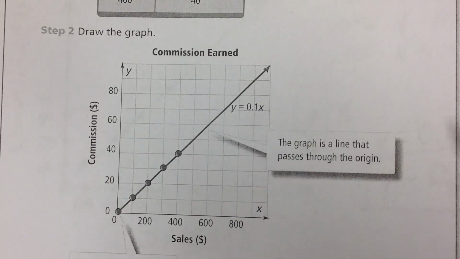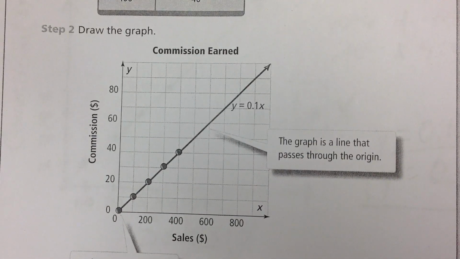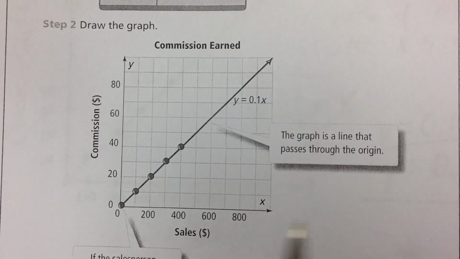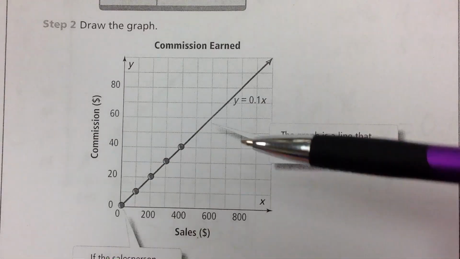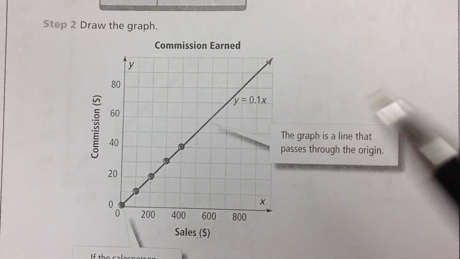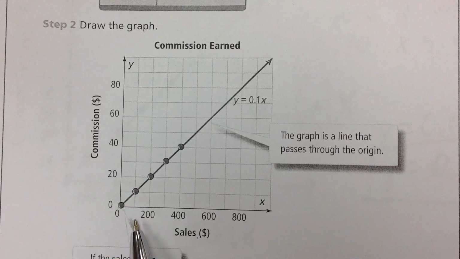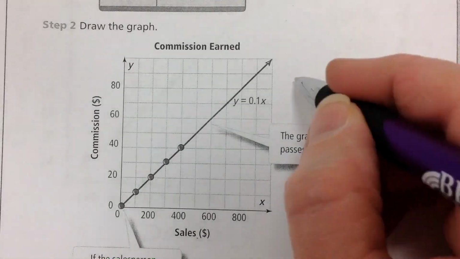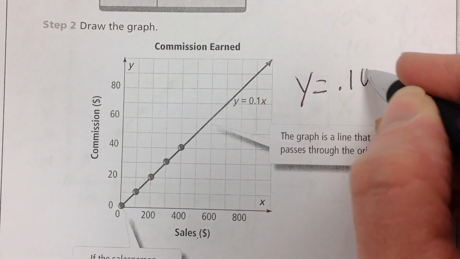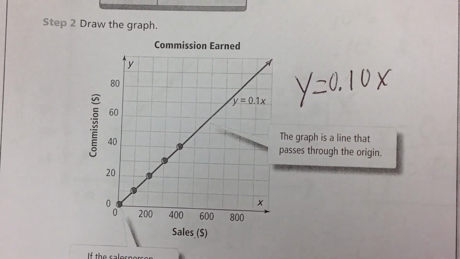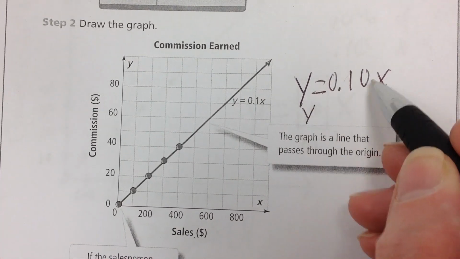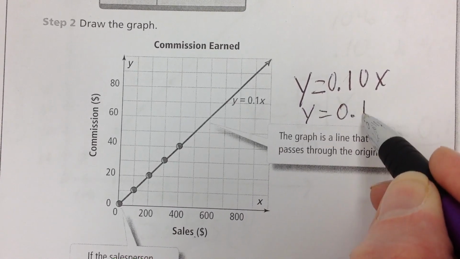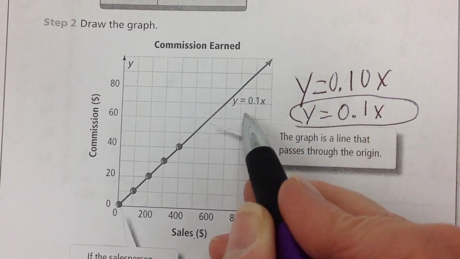This is the same graph as mine. I just wanted to show you, it just looks a little different as far as the markings go. The horizontal axis was sales. The vertical axis was commission. We multiplied each one of the sales times 0.10. Remember, instead of writing y equals 0.10x, you could leave off the 0 at the end. They get y equals 0.1x. You see, that's the answer they have there.